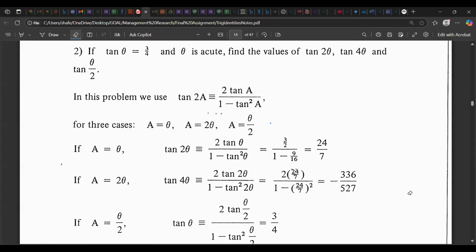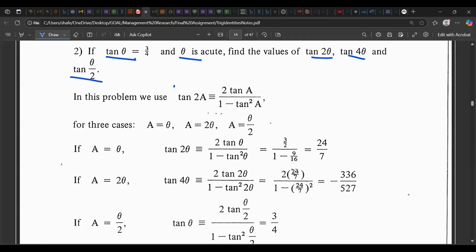So they give you tan theta equals 3/4, and theta is acute, they're telling you. Find the values of tan 2 theta, tan 4 theta, and tan theta upon 2, right? You can see that there. They give you this bit of information, and you have to find this, and this, right?